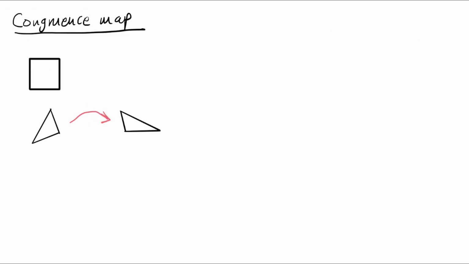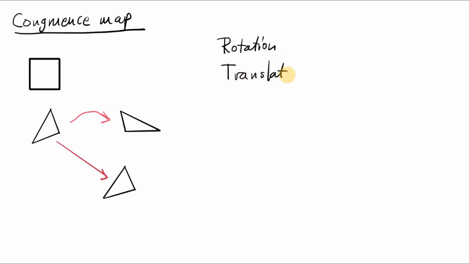Congruence maps are either rotations, so they rotate the figure. When you rotate the figure, it keeps the same shape and size. Then we have a translation. The translation moves all the points with a certain vector in some direction. So all the points are moved in the same way, and we end up with a figure that is congruent to the original one. So that's another example of a congruence mapping.